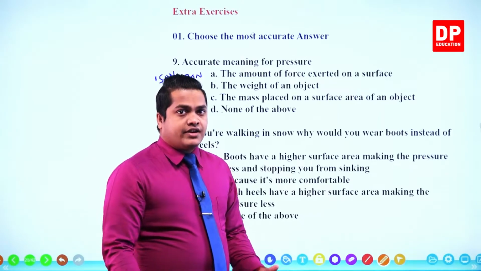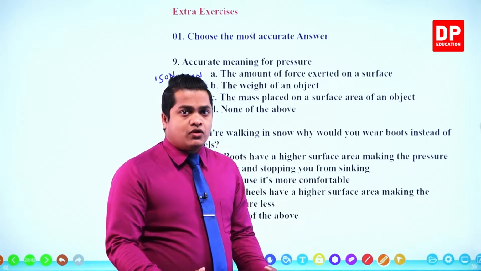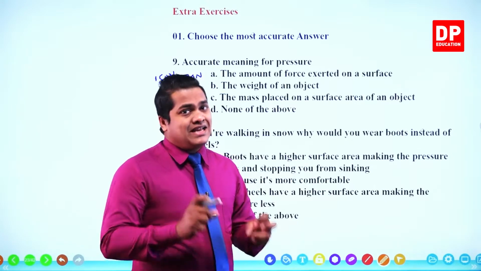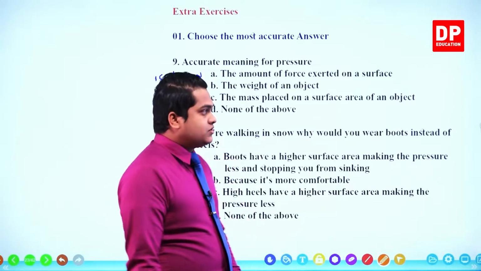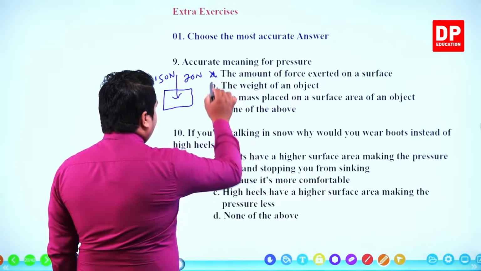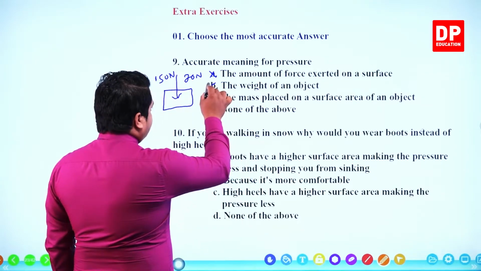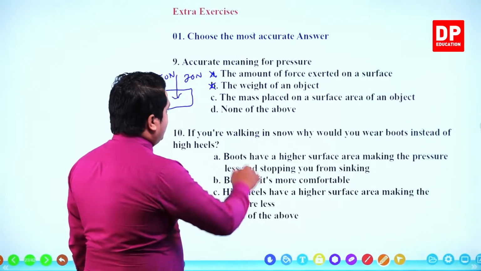This one is referring to the amount of force. The amount of force acting on a unit area is the pressure, not the amount of force acting on a surface. So, this is incorrect. Weight of an object, absolutely incorrect. It's not the weight. Mass placed on a surface area of the object.